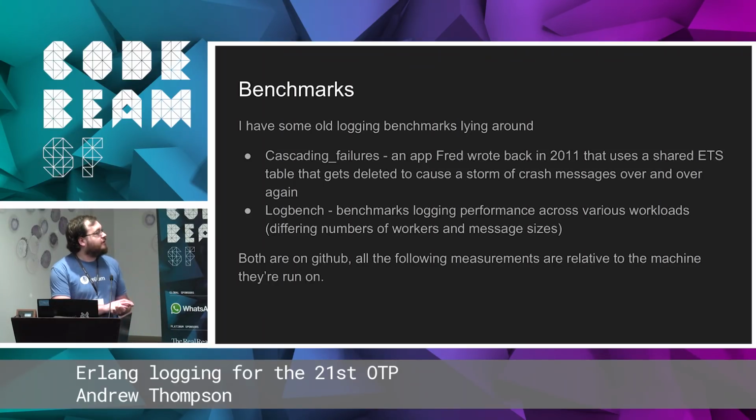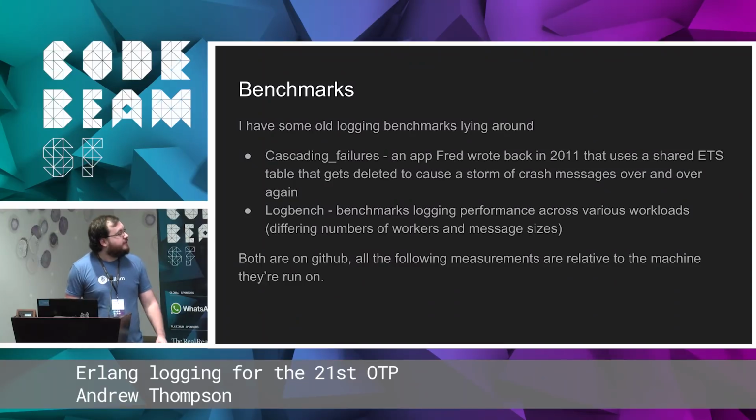So the two are: Cascading Failures is an application that Fred wrote when he was at AdGear that emulated the failure mode that was killing nodes for them. Effectively, a process opens an ETS table and then spawns a whole bunch of children that all reference that ETS table, and then after a little while, it kills the ETS table. All the children try to read from the ETS table. They all blow up. The entire supervisor tree crashes. It all gets restarted, and it all happens over and over and over again. Crucially, it happens slowly enough that the supervisor does not hit the max restart intensity, and so it just really pummels the node until it runs out of memory and crashes.